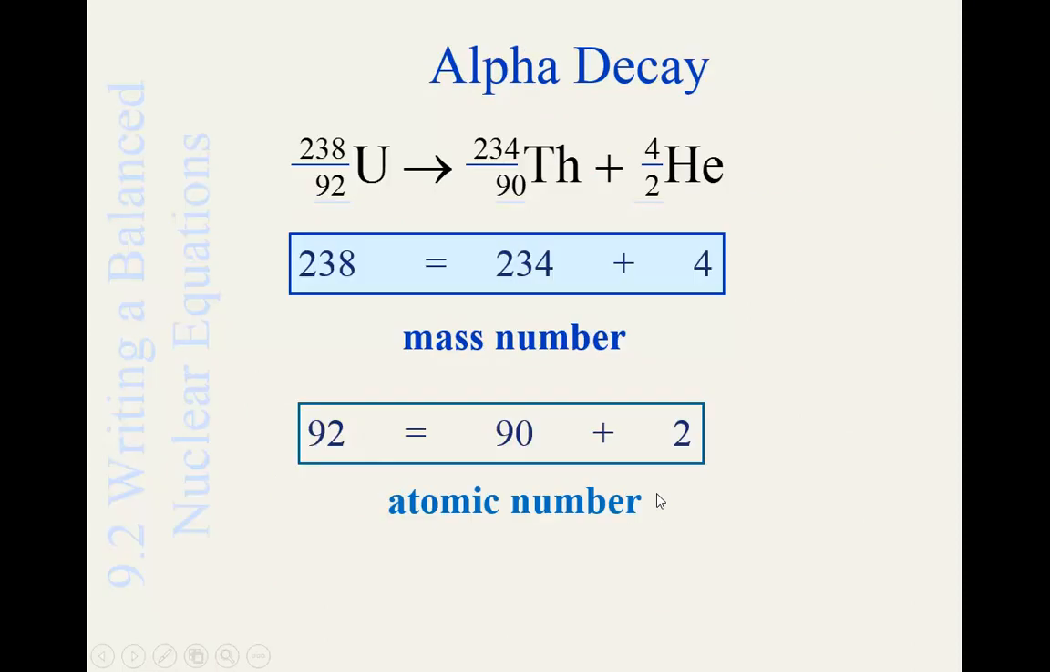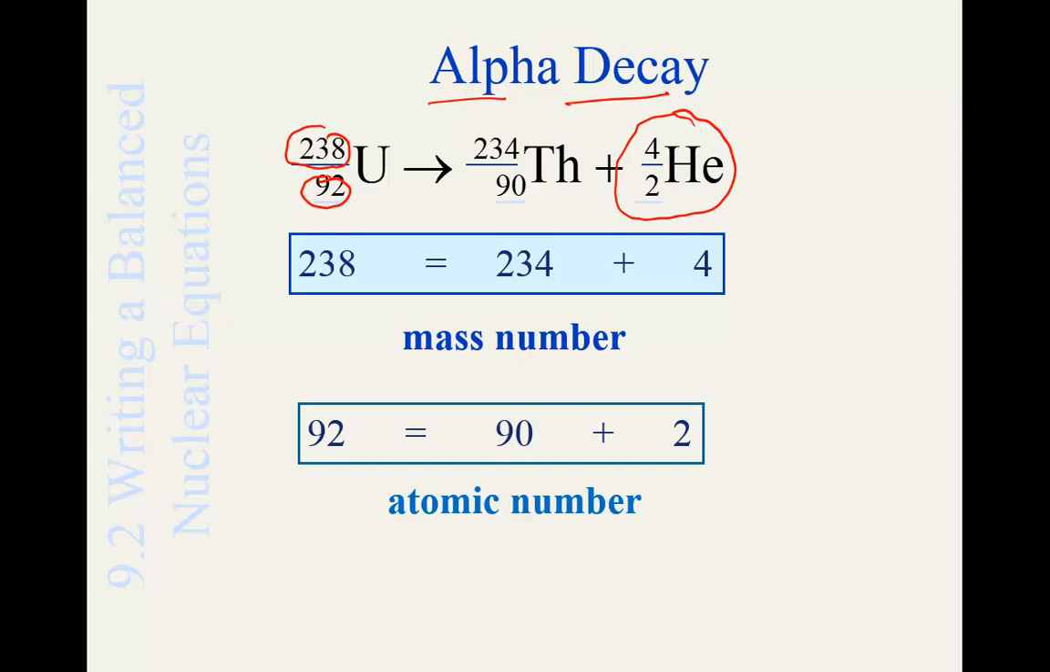All right, so here we have uranium-238. The things we want to focus on are the mass number and the atomic number. Here's uranium-238. It does an alpha decay. How do we know it's an alpha decay? Well, when we see this as a product, the 4,2 helium nucleus, then we know that's an alpha emission.